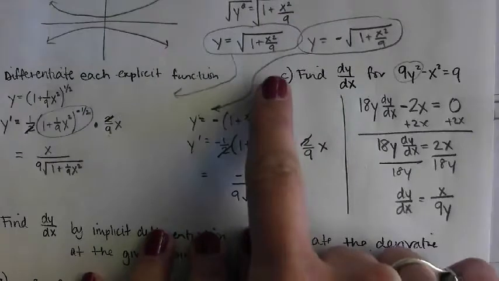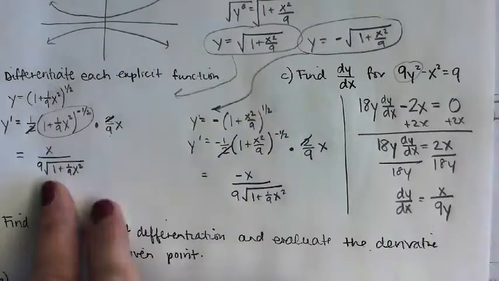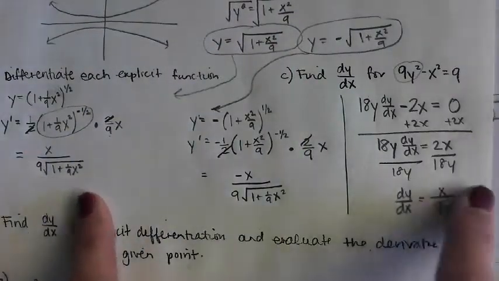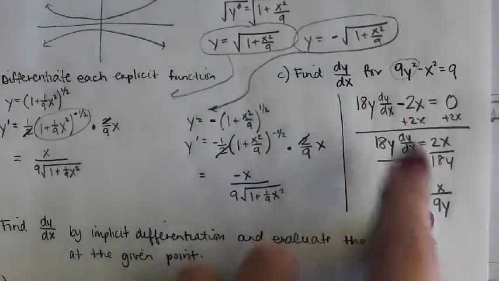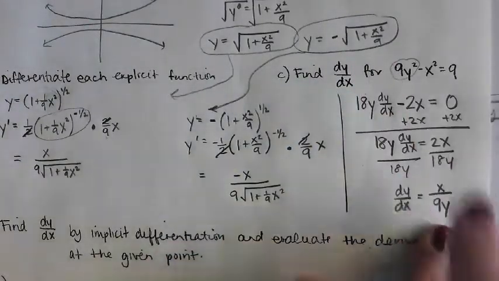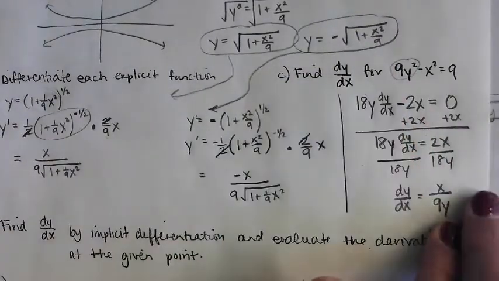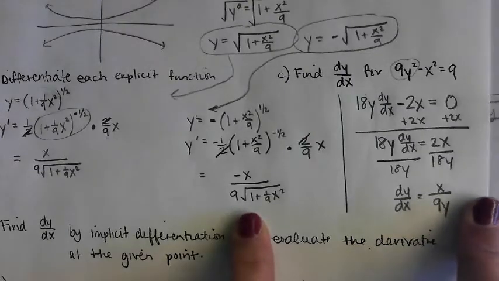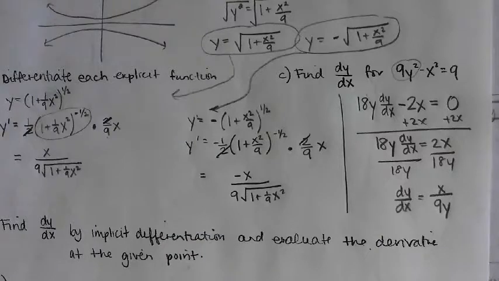x over 9 times that radical, which would be in line with this one. Or the derivative equals x over 9 times this radical with the negative sign, which would be in line with that one. Do we follow? So just kind of pointing out that connection there. Any questions on that? That's more of an exploring kind of thing. Okay?